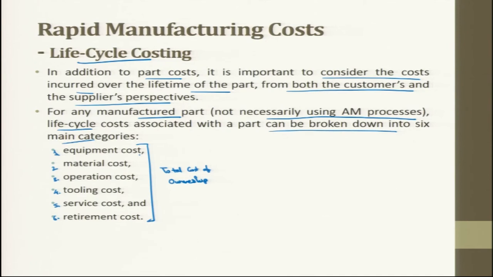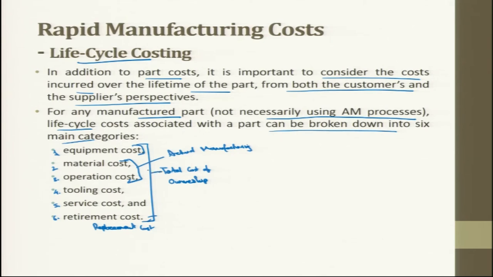One has to purchase equipment and material, then operation has to be done. While operating, costs are incurred, electricity, etc. Then tooling is there, servicing has to happen, then retirement, when the machine has to be replaced. This is also known as replacement cost. The equipment cost includes the cost to purchase the machines that are used to manufacture the part. Material and operation cost are related to the actual manufacturing.